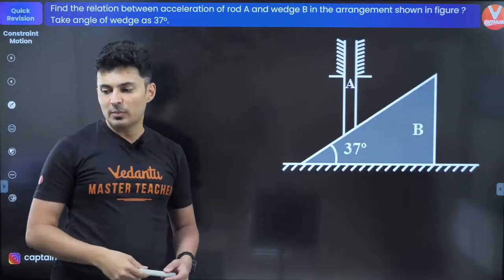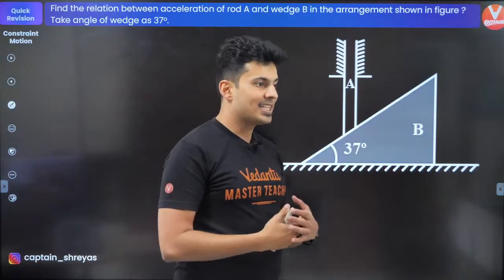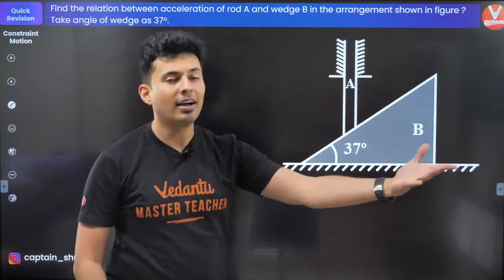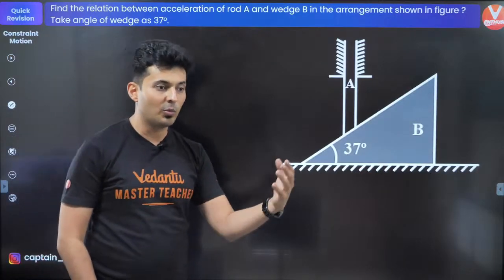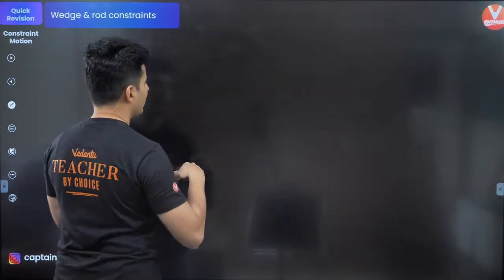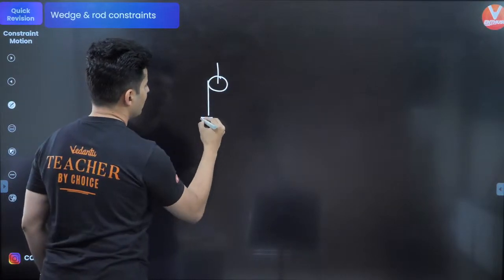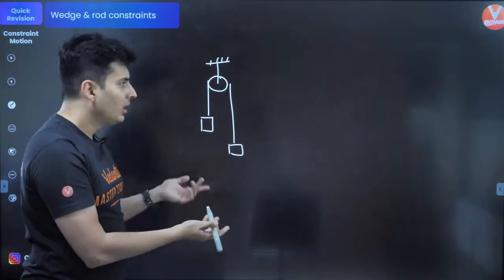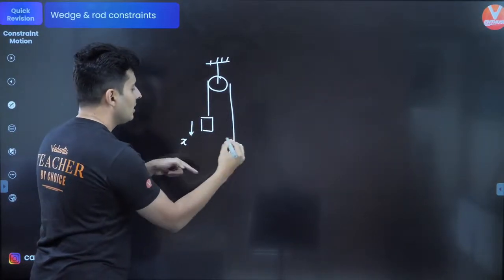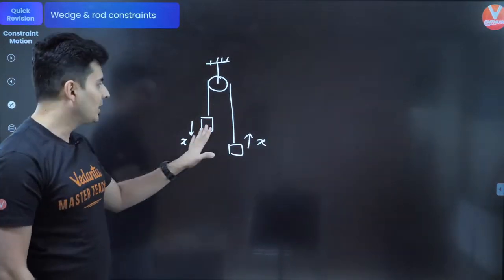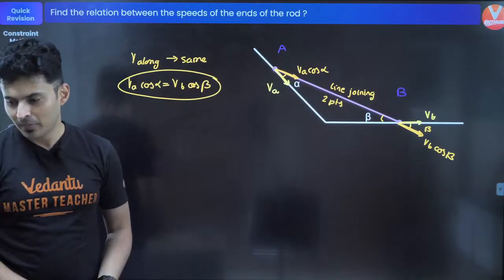What is constraint motion? Motion which is related, which is confined. It is dependent. If this moves, that has to move. If that doesn't move, this does not move. If this moves this much, this has to move that much. Any motion is constrained. Even take the example of a simple pulley and this mass. This is also constraint motion, guys. Why? Because if this moves down by x, this has to move by x. It's related. It is confined. All right. So that's what a constraint motion is.